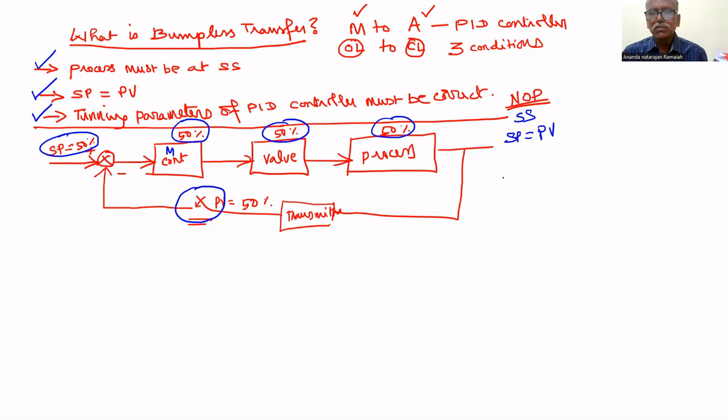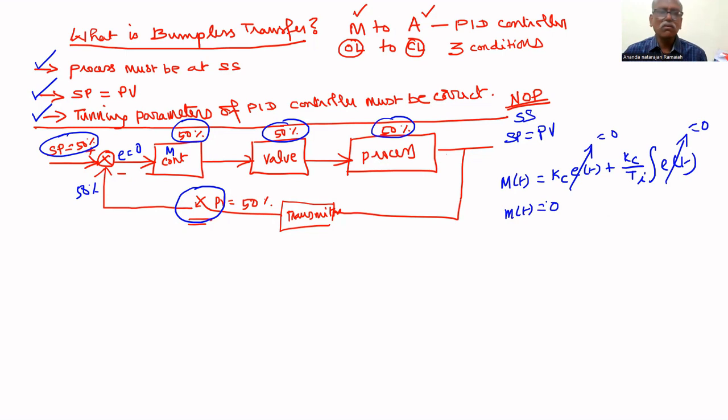Therefore, the controller output becomes M(t) = Kc × E(t) + (Kc/Ti) ∫E(t) dt. But the feedback is 50%. Set point is 50%. Therefore, error equal to 0. Here also error equal to 0 means M(t) equal to 0. Analytically, controller output is 0.